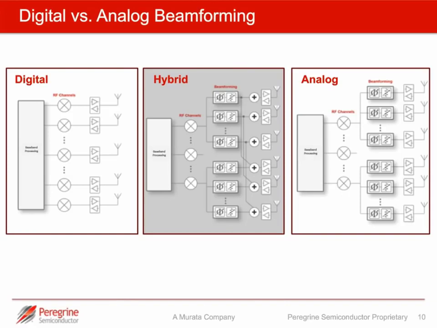So moving on to digital versus analog beamforming. In this diagram we're showing 3 different types of beamforming. This is perhaps slightly more focused towards communication systems than phased array radar, but the basic concept is the same. So I'll go through each one at a time.